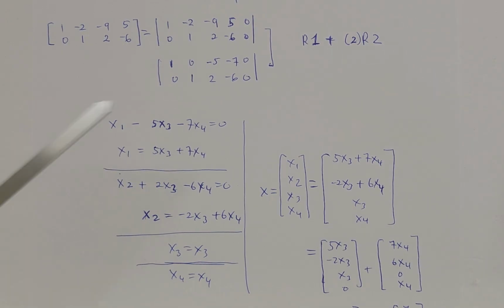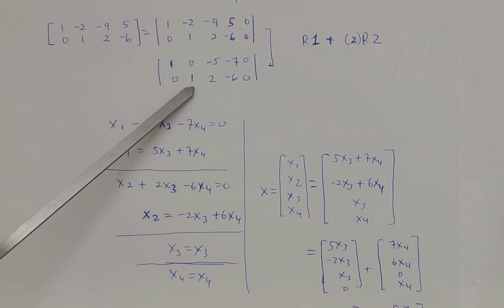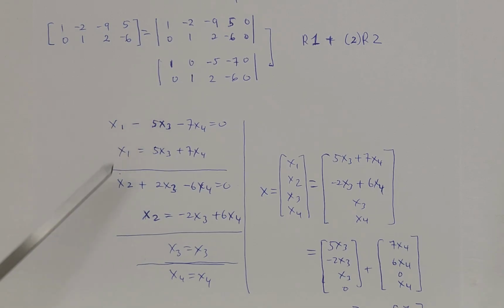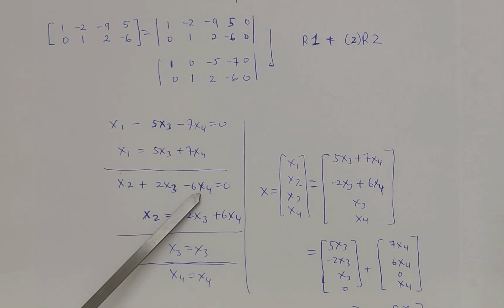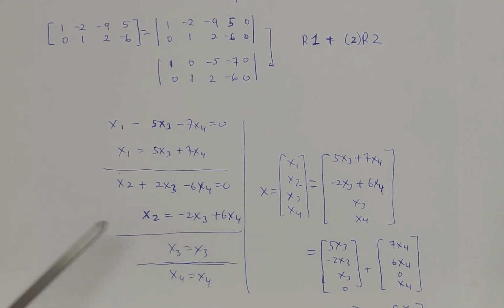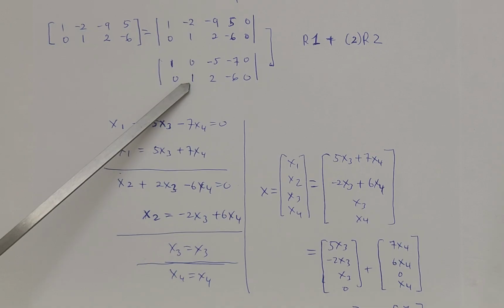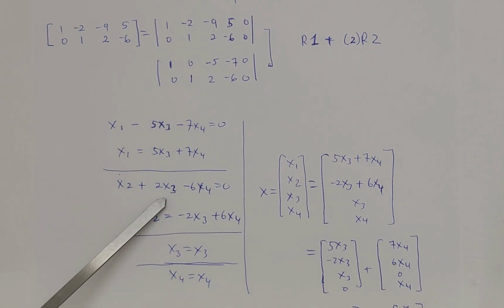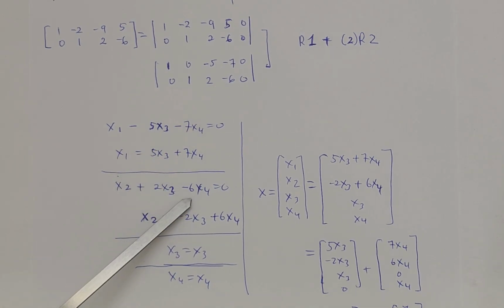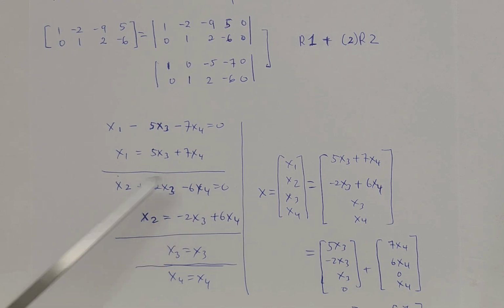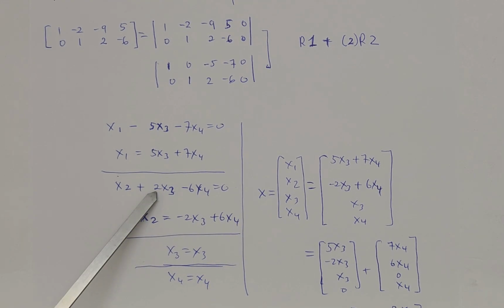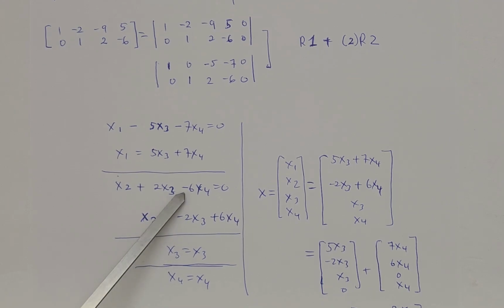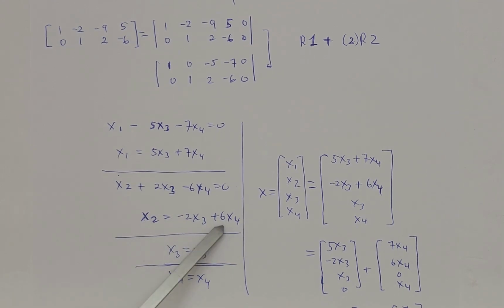Next we need to do the second variable, which is here. So second variable plus 2 third variable minus 6 fourth variable equals 0. Bring the 2 and the -6 over to the right side. So 2 becomes -2, and -6 becomes +6.